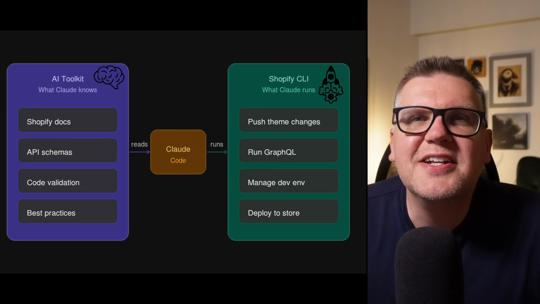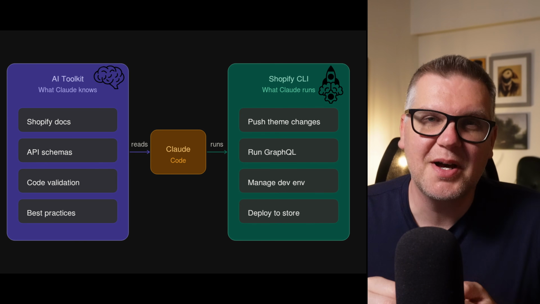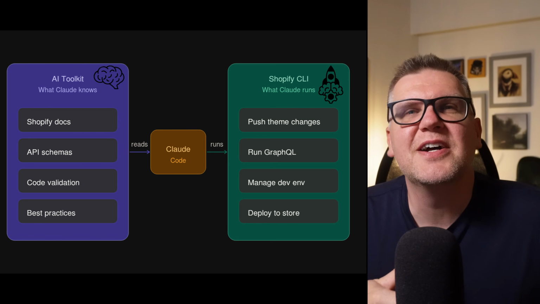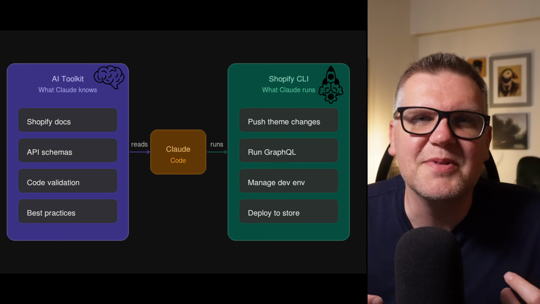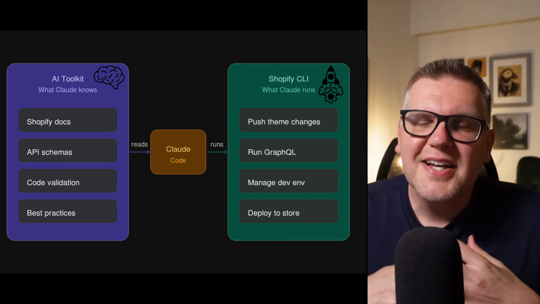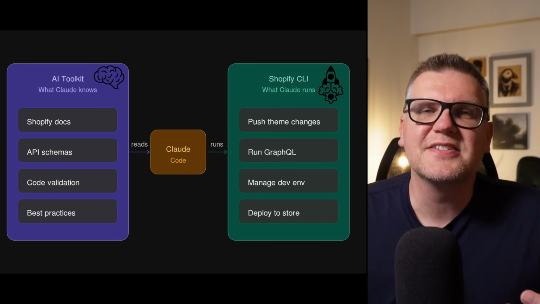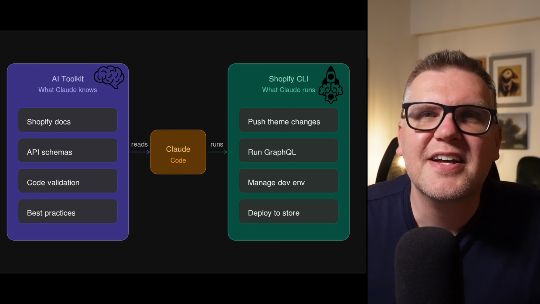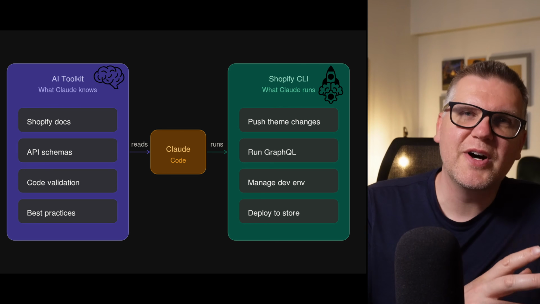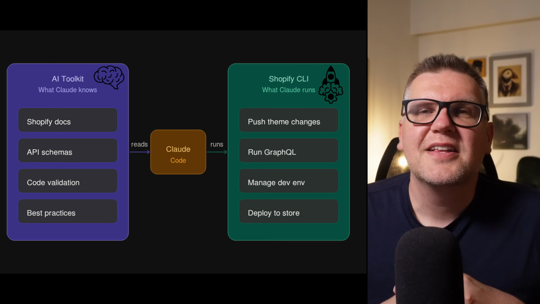To get this working, we're going to need two things. The first being the AI Toolkit. This is newly released by Shopify, and it tells Claude how to do everything on Shopify. So things like the documentation, the API schemas, all the best practices. And the second one will be the Shopify CLI. And this is what Claude uses to actually run things. This is what it uses to push themes, do GraphQL mutations, and deployments. So Claude reads from one and runs the other. And both are official from Shopify. They're both free. And the setup's really easy.